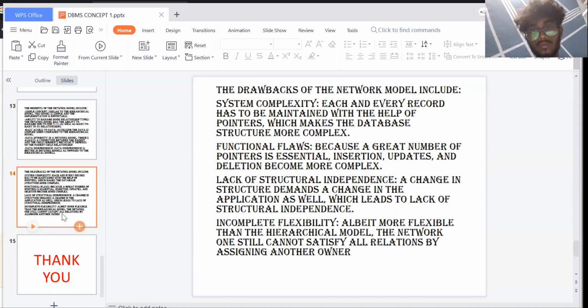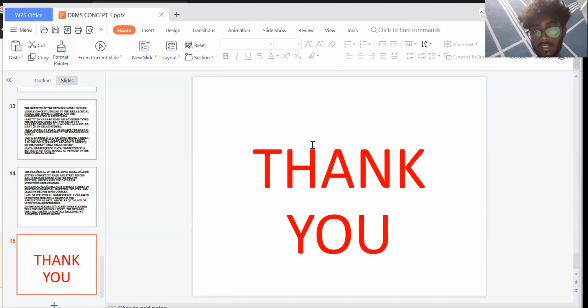The drawbacks of the network model include system complexity, where each and every record has to be maintained with the help of pointers, which makes the database structure more complex. Functional flaws, because a great number of pointers is essential. Insertion, updates, and deletion become more complex. Lack of structural independence: a change in structure requires a change in the application as well, which leads to lack of structural independence. Incomplete flexibility: a bit more flexible than the hierarchical model, the network model still cannot satisfy all relations.